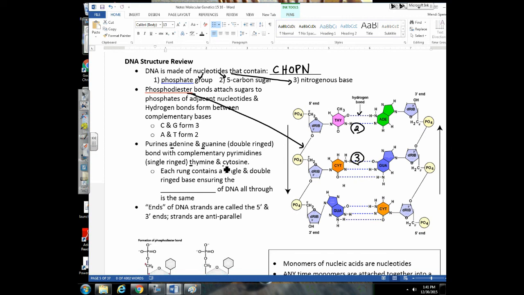And we say each rung. So what I mean by a rung is this is one rung of that DNA molecule. And you can see that every rung contains a single and a double ring base. And this ensures that the diameter of DNA is constant all throughout the molecule. And then we mentioned the ends of the nucleotides, and we have the 5' end versus a 3' end, and we can see that this is the 3' end, this is the 5' end, because the strands of DNA are anti-parallel to one another.